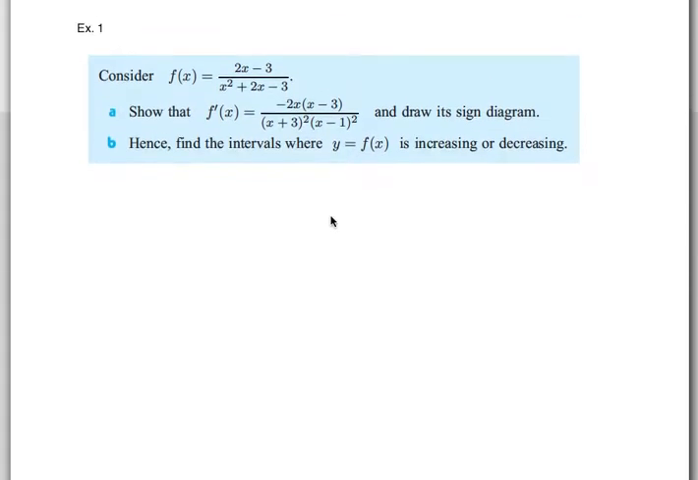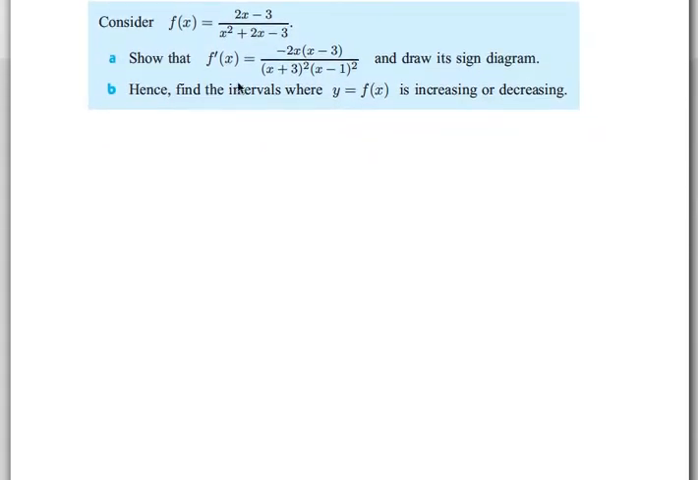Okay, let's take a look at this example. It says, consider f of x equals (2x minus 3) all over (x squared plus 2x minus 3). Show that the derivative, f prime of x, looks like this, and then draw its sign diagram. And then once you draw the sign diagram, find the intervals where y equals f of x is increasing or decreasing.